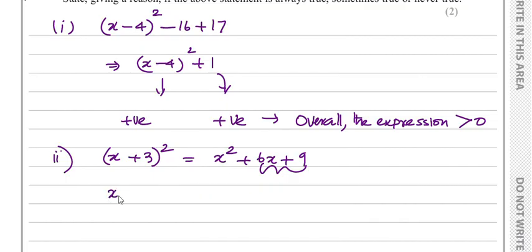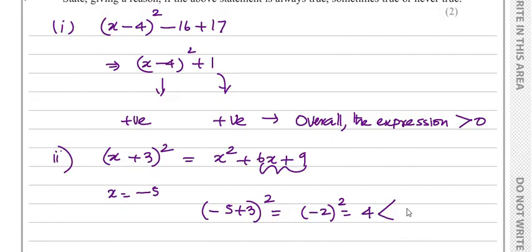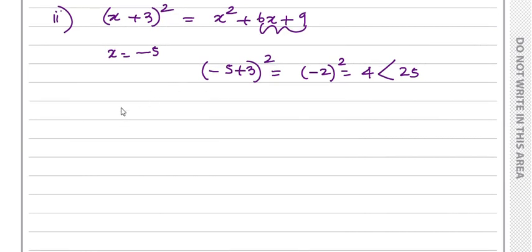Suppose I put x equal to a negative number, for example, minus 5, then this will become (minus 5 plus 3) squared, which is equal to (minus 2) squared, which is equal to 4, which is obviously less than the square of minus 5, which is 25. Therefore, this is only sometimes true. Therefore, it is only sometimes true.